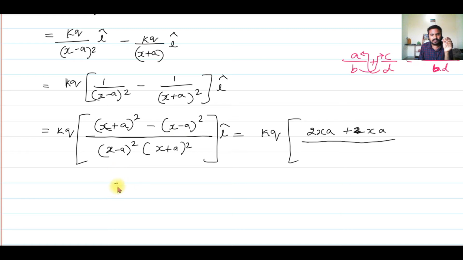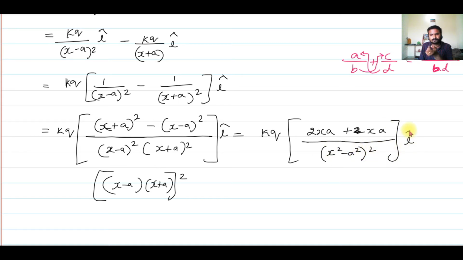Now you can combinedly write this as what? (x minus a) into (x plus a), the whole square. We can write like that. Correct? Now (x minus a) into (x plus a) is nothing but what? x square minus a square. Okay? a square minus b square formula is what? (a minus b) into (a plus b). Similarly, (x minus a) into (x plus a) formula will be x square minus a square, and you have this whole square outside, so I'll write that as whole square here.